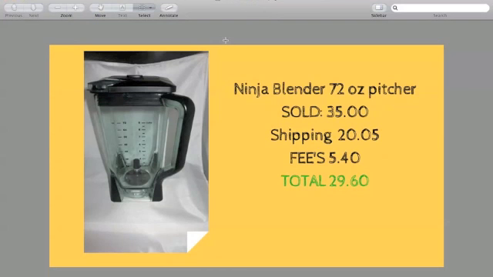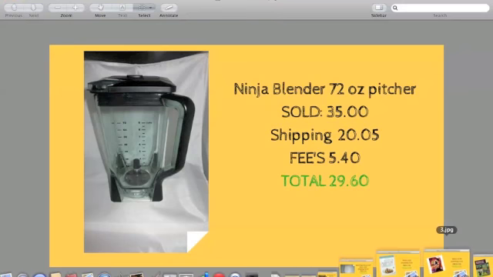So it's the Ninja Blender 72-ounce. I sold it for $35. The customer did pay $20.05. After fees, which was $5.40, I made a net profit of $29.60. So I might have lost some money because I purchased it as a gift for myself, but I was able to at least get $29 back, which is not bad.